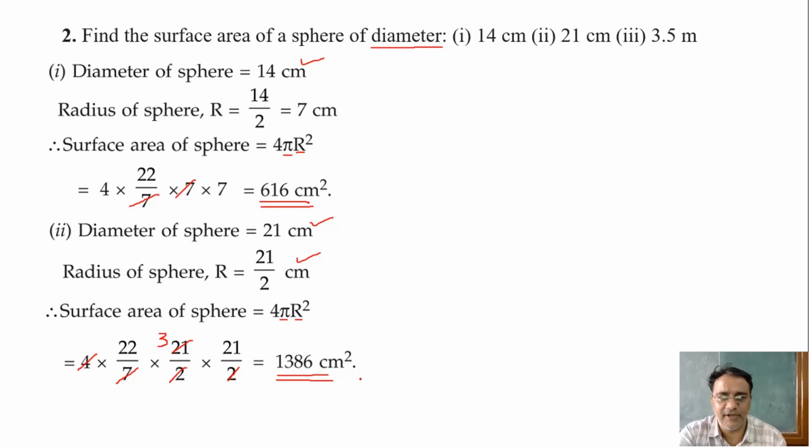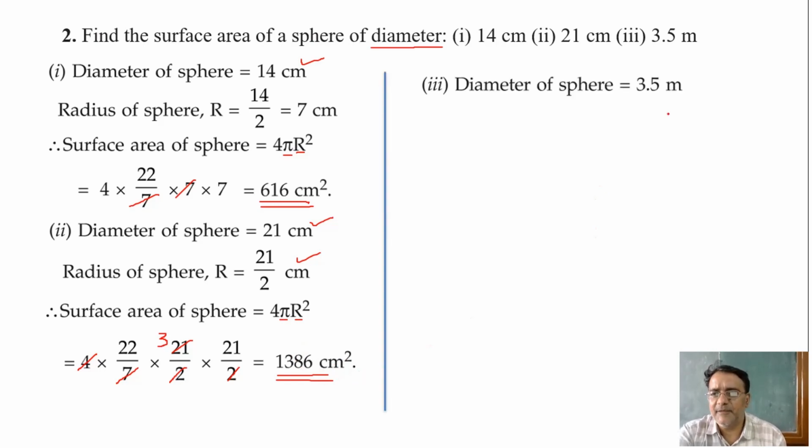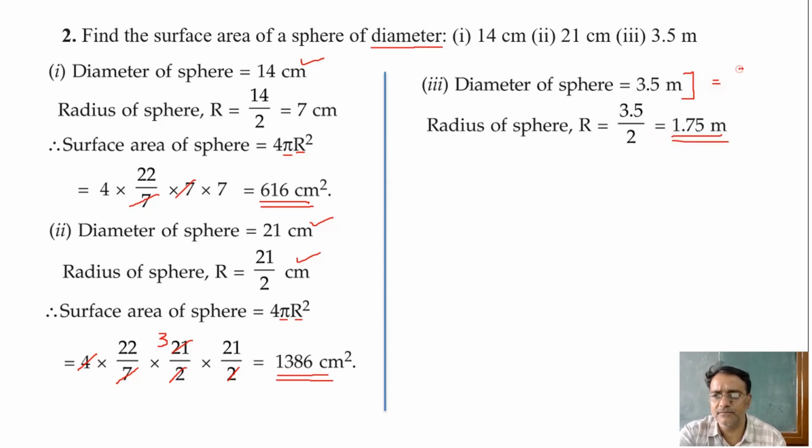No, sir. Okay. So third bit. Diameter of sphere is given 3.5 meter. Okay. So what is the radius? 3.5/2. Right. That is 1.75 meter. We can also write this as 7/2. So this will be 7/4. Is this clear? Yes, brother, this is clear. 7/2 is diameter, 7/4 is radius of the sphere.